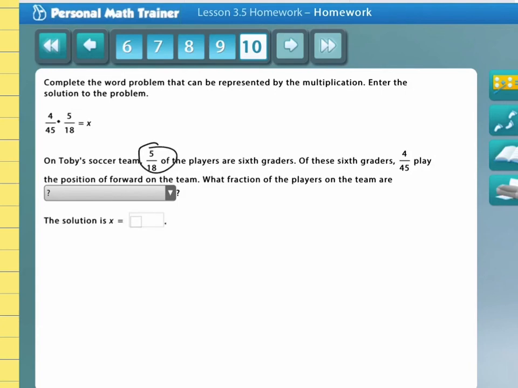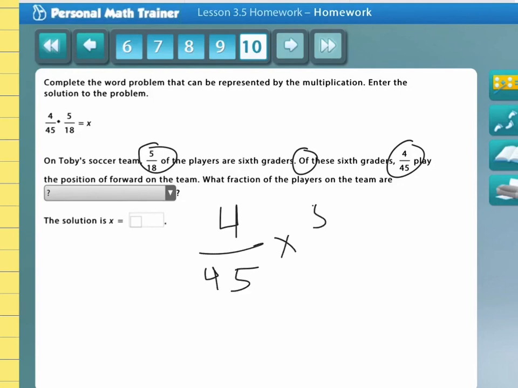5/18 there. Of means times. 4/45 play the position. What fraction of the players on the team are blank? So it is a simplification. I'm going to do a double slash here.